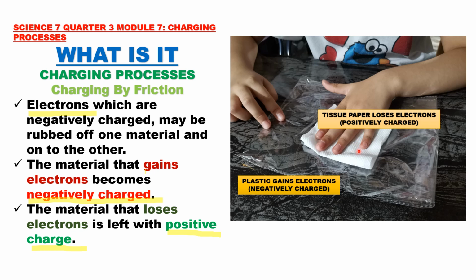So, yung electrons ng tissue paper na-transfer sa ating plastic cover. So, mas marami na ngayong protons ang tissue paper kaysa electrons. At dahil doon, siya ay naging positively charged. Now, yung plastic cover naman natin, nag-gain ng electrons. So, mas marami na siyang electrons. Kaya, the plastic cover becomes negatively charged.